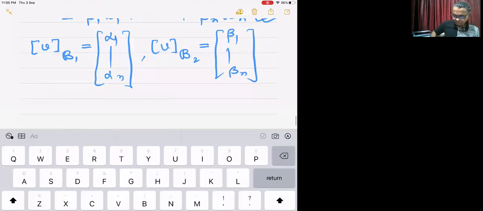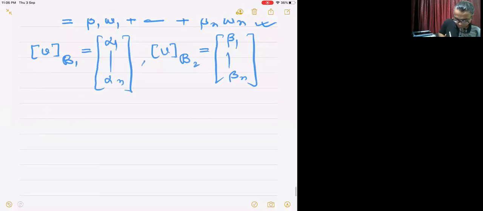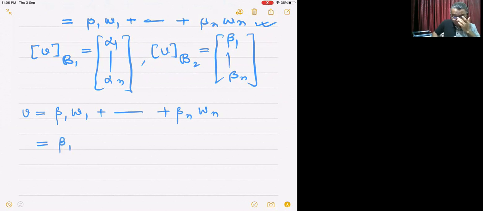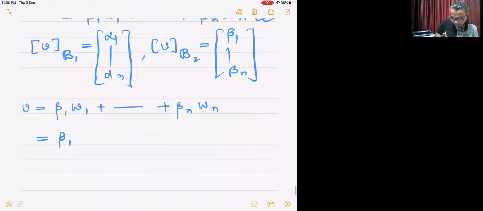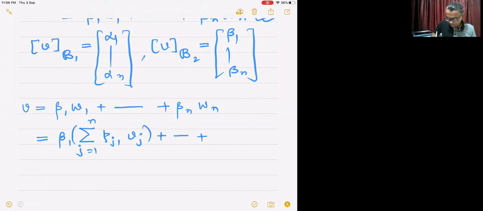So we're going to play with this expression. V is equal to beta 1 W1 plus dot dot dot up to beta n Wn. But now this W1 can be written as a linear combination, right? So I substitute for W1 this expression, summation P j1 Vj, j going from 1 to n. This is the expression for W1. Similarly, I keep on doing this and finally I get beta n.